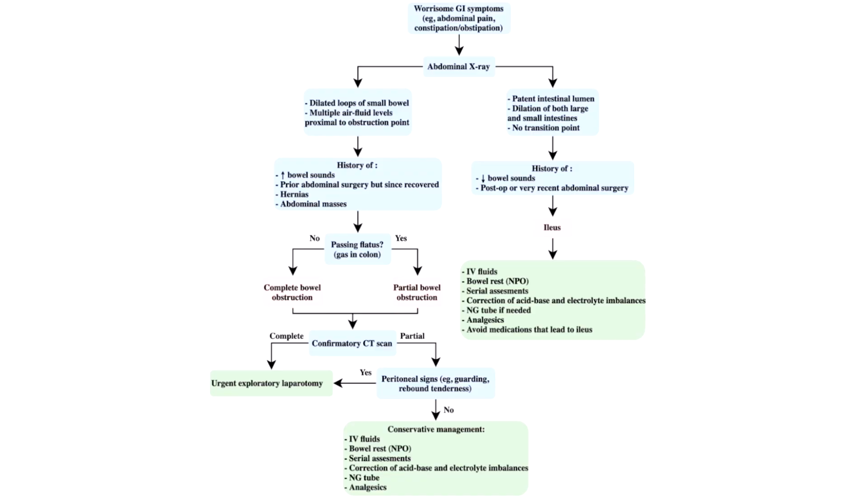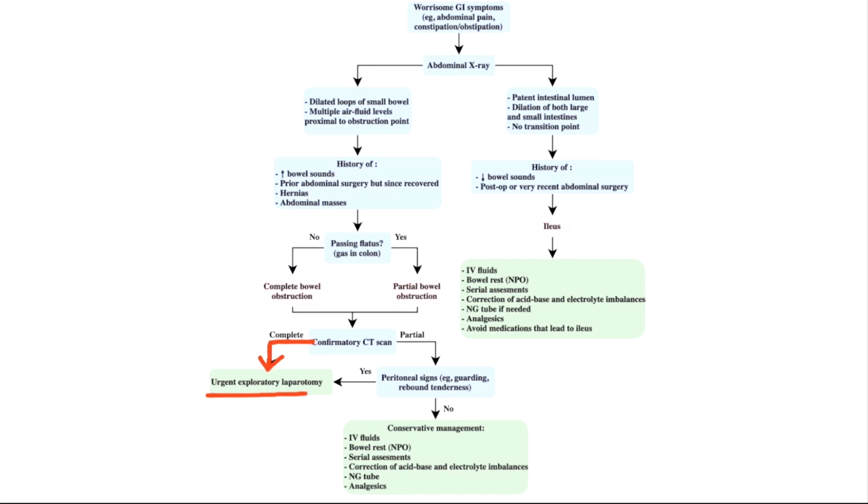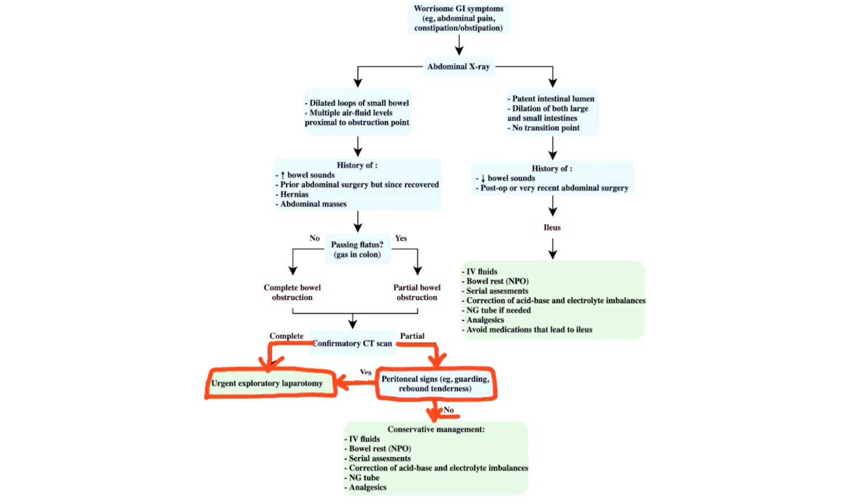Let's take another look at the small bowel obstruction side of our algorithm and review management. If the patient has a complete bowel obstruction, they should be taken to the operating room for an exploratory laparotomy. If the patient has a partial bowel obstruction but has any signs of bowel compromise, such as guarding or rebound tenderness, they should also be managed with an exploratory laparotomy. However, if it is a simple bowel obstruction with no signs of additional complications, they should receive conservative management only.